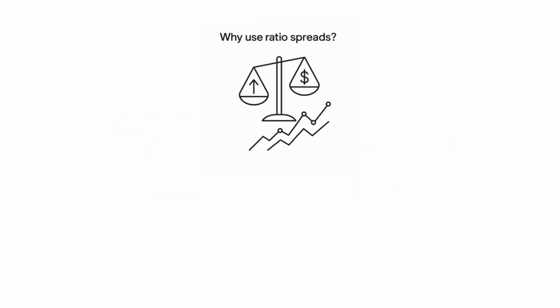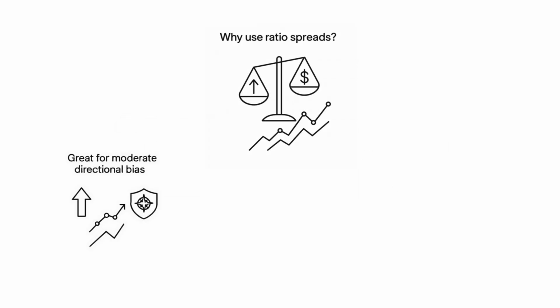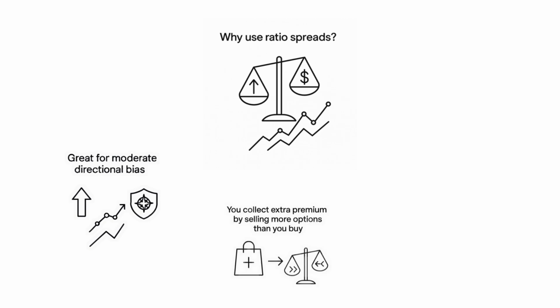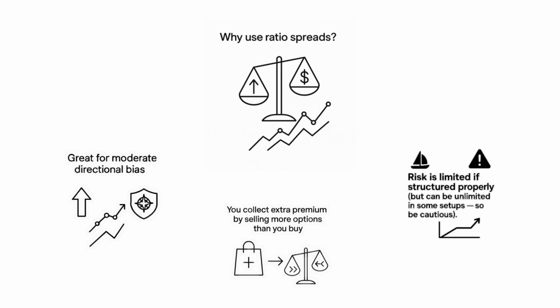Why use ratio spreads? Great for a moderate directional bias. You collect extra premium by selling more options than you buy. Risk is limited if they are structured properly, but can be unlimited in some setups, so be cautious. These work well when the IV is high at the strikes you are selling.